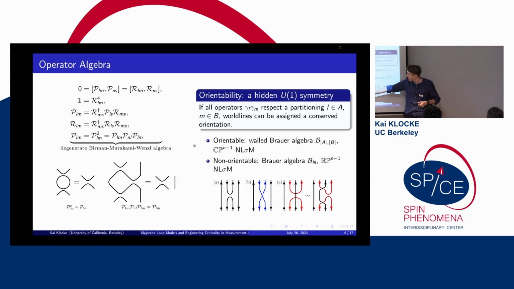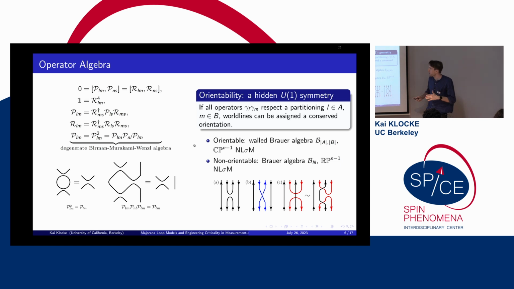So for example, here, if I just have nearest neighbor measurements, I can assign odd and even sublattice Majoranas with an up and down arrow. And then every measurement I do will consistently connect these in a way that doesn't bring two arrows together. But as soon as I introduce, say, some swaps, I see that I'm trying to connect loops that should have the same orientation, or that it's just no longer conserved there.